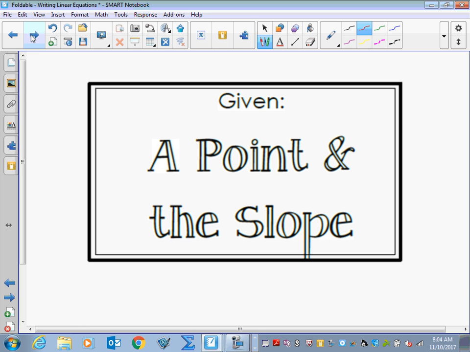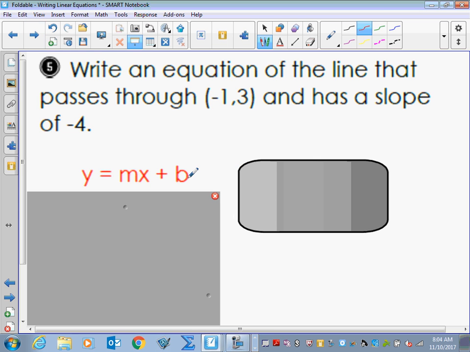What if you're given a point and a slope? Okay, so you're not given a graph, you're given a point and a slope. So we still have to obviously somehow get m and somehow get b. Now we know m because they just said the slope is -4. Okay, so I'm going to put at the top m equals -4. So now we just need to determine b.